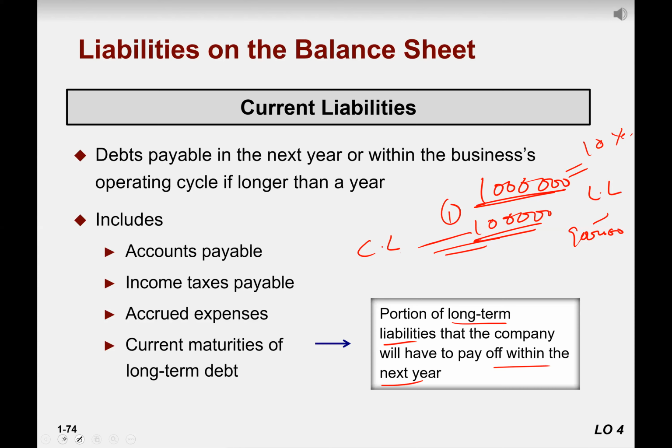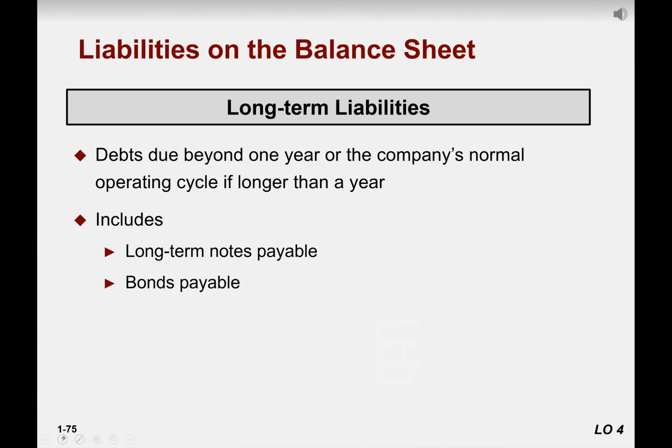Okay, let's move forward. The long-term liabilities. So long-term liabilities are the debts due after 1 year, or the company's normal operating cycle if longer than 1 year. Similarly, if the payment is going to be for more than 12 months, that will become your long-term liability. So it includes the long-term notes payable or bonds payable.